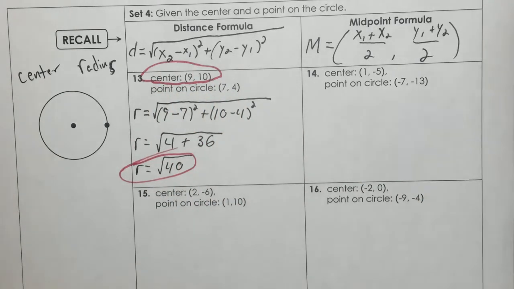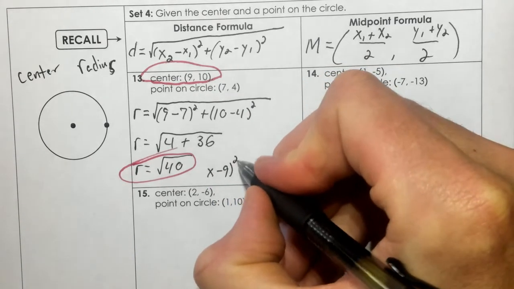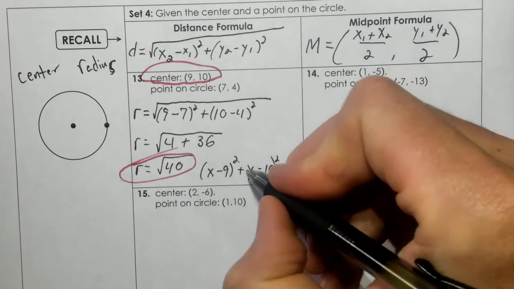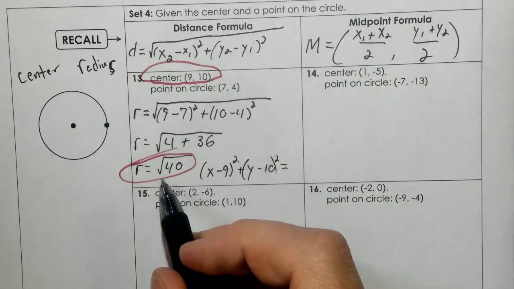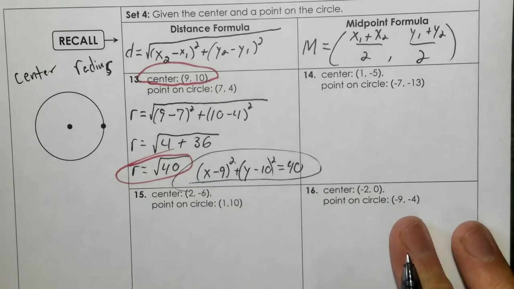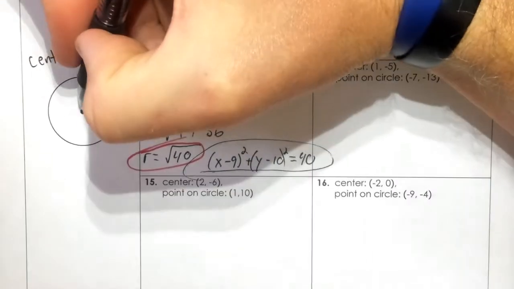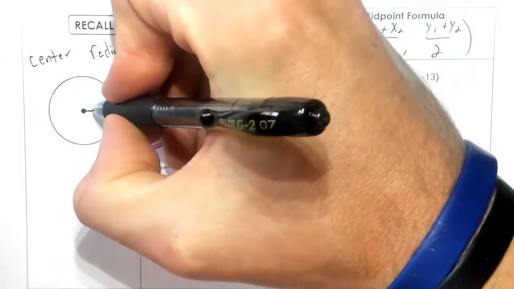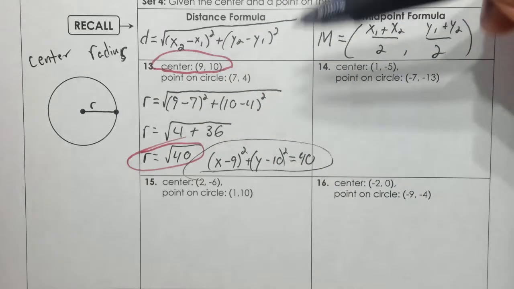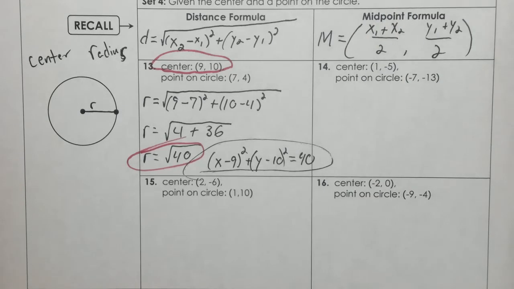Now to write this equation, I'll write x minus 9 squared, that came from here, plus y minus 10 squared equals, now when we square the square root of 40, we get just 40. So here is our equation, and because we were given the center and the point on a circle, that is actually the definition of a radius. So once we found the distance between those 2 points, we knew that we had the radius, then we could just write our equation. 14, 15, 16, pretty much the same concept, so I'll leave those for you to do.